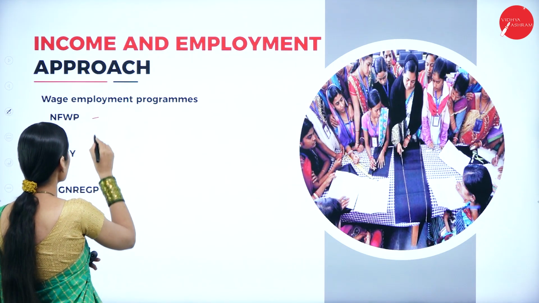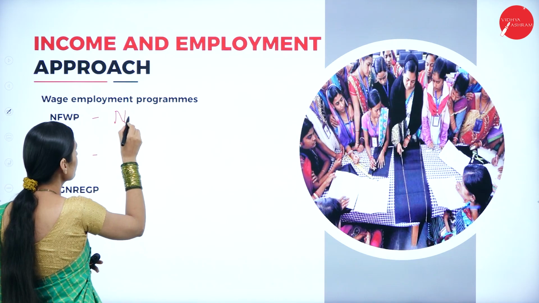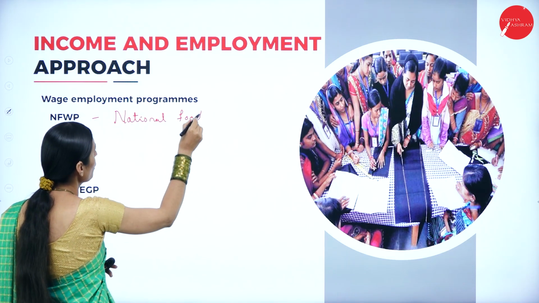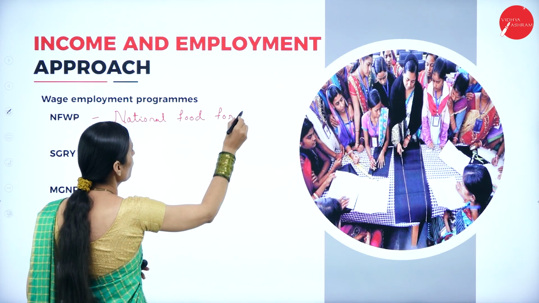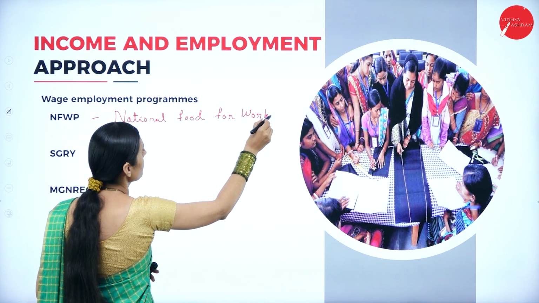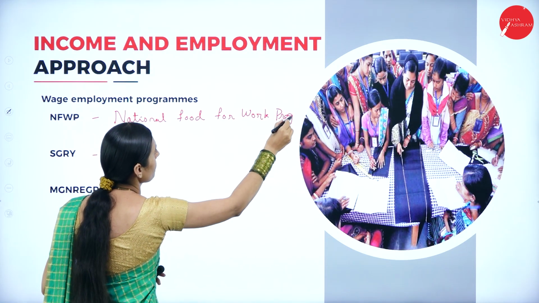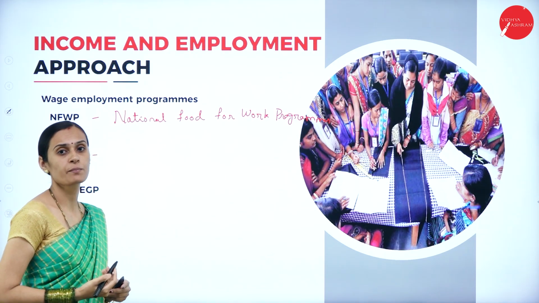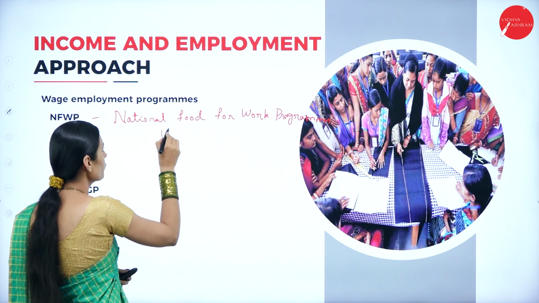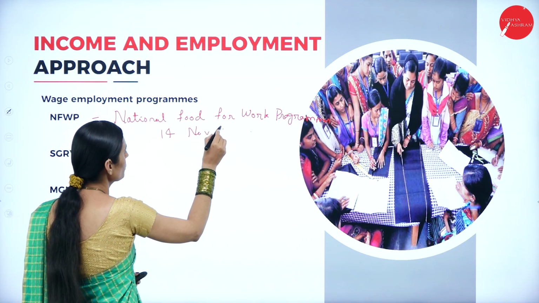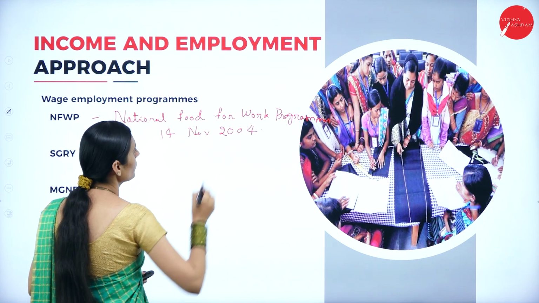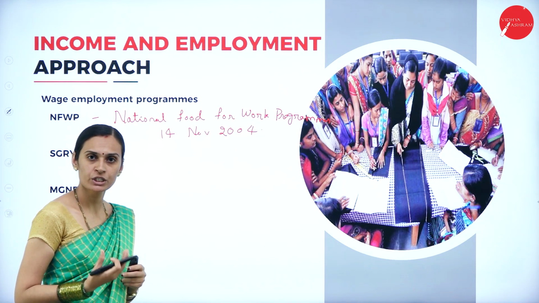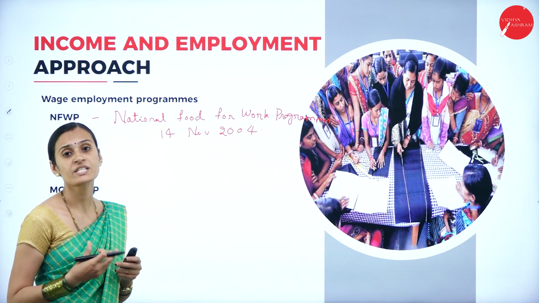One is NFWP, the National Food for Work Programme. It started on 14 November 2004. Under this program, 150 backward districts were initially covered, with the objective of generating supplementary wage employment.